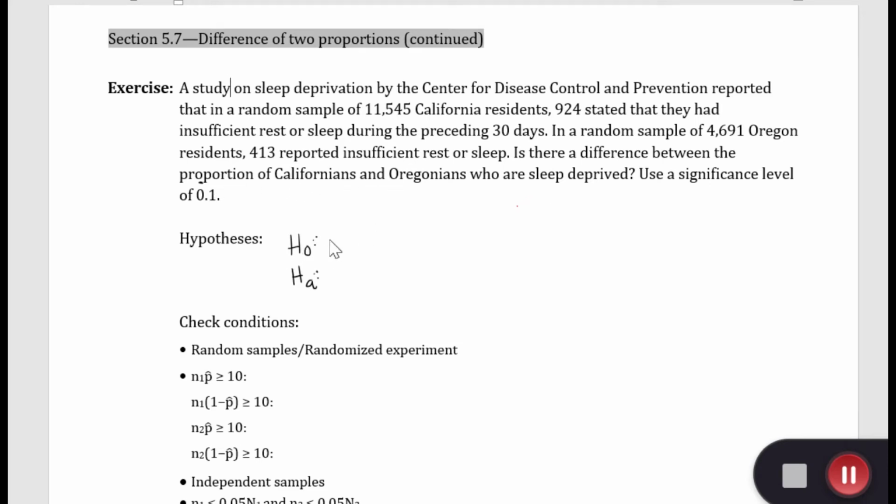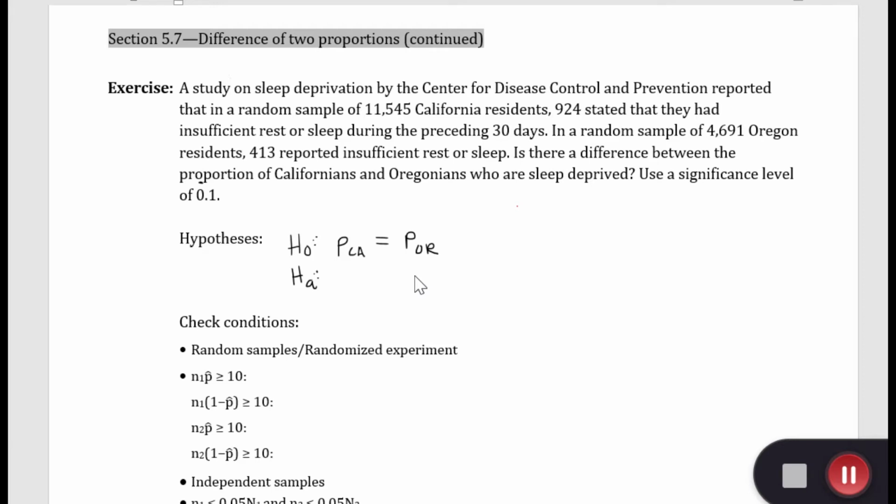Remember, the null hypothesis is a statement of no change. There's no difference between them. So we're saying that the proportion of Californian residents that are sleep deprived is the exact same as the proportion of Oregon residents that are sleep deprived. That is saying that there is no difference between my two proportions. That is what my null hypothesis is going to be stating, okay?